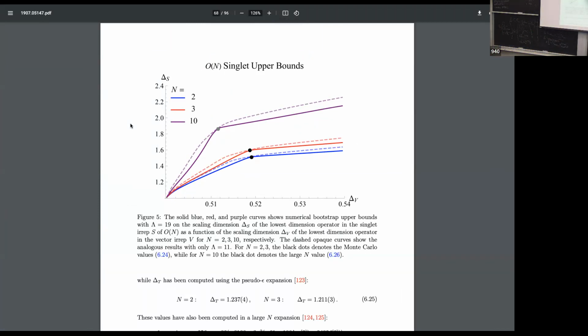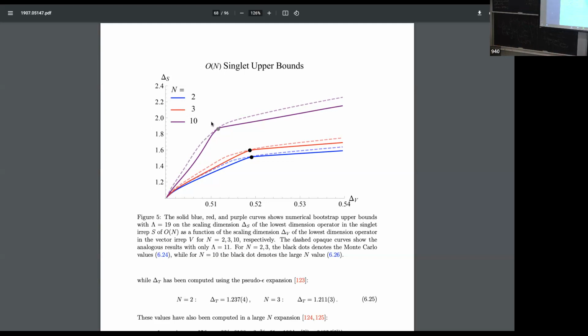So here are some bounds you get in the case of identical operators, but fundamentals of an O(N) global symmetry. You can bound the lowest dimension singlet operator, which is called delta S, that's what's on the y-axis. On the x-axis is the scaling dimension of the external operator, delta V, which is the fundamental. This plot could be compared to the plot we discussed in the previous lecture, which was just for a Z2 symmetry. Now it's for O(N) symmetry, so you get a different upper bound for each N.